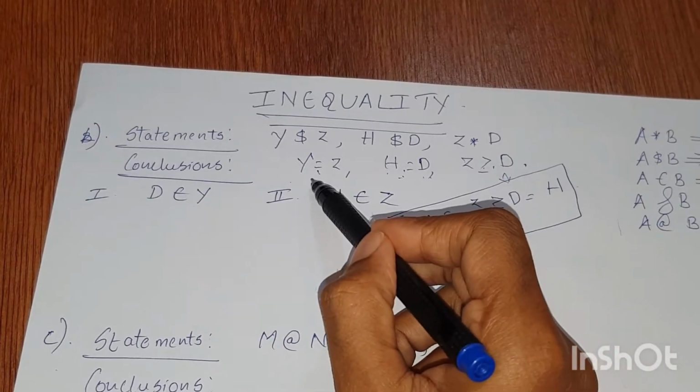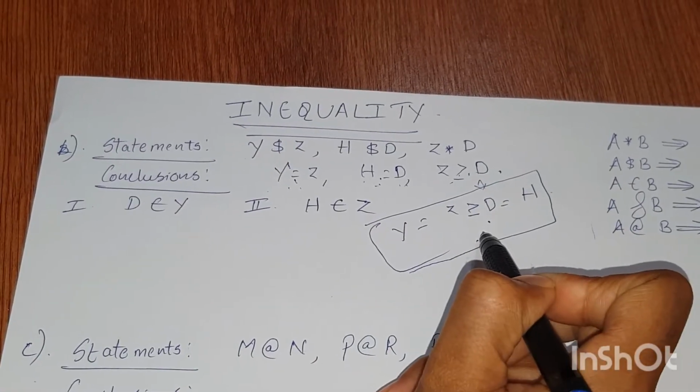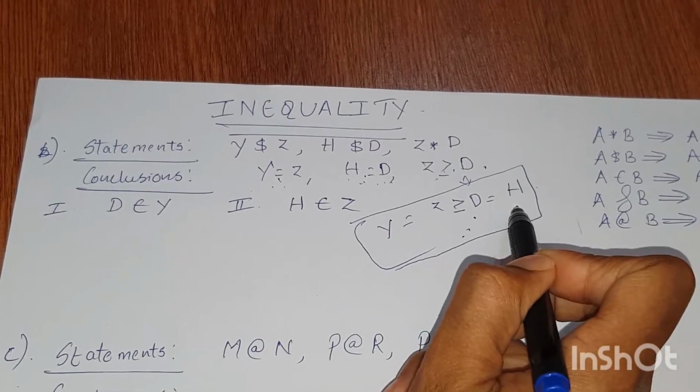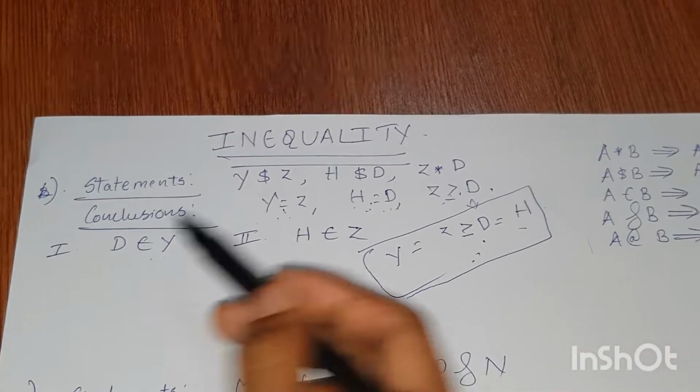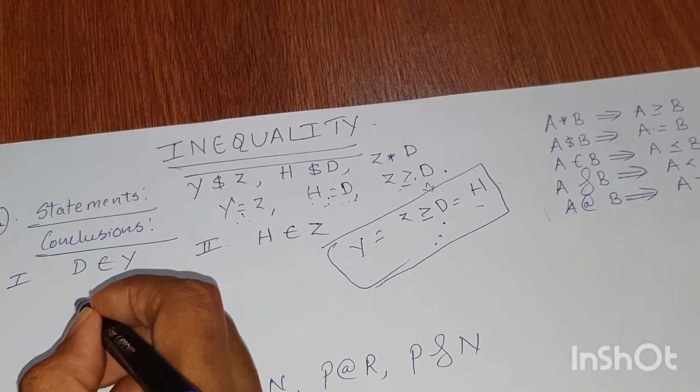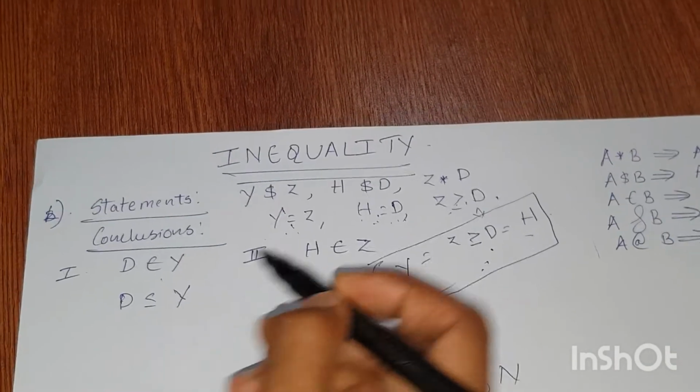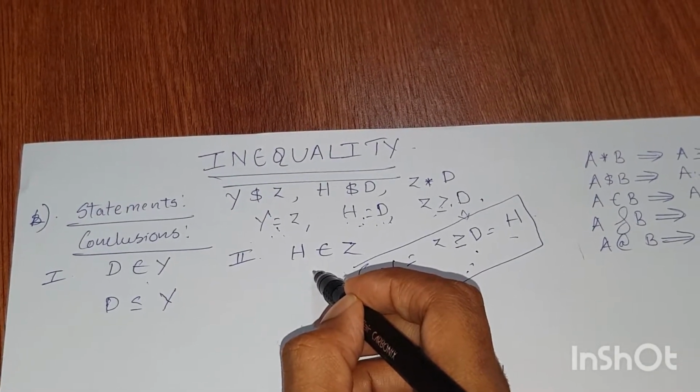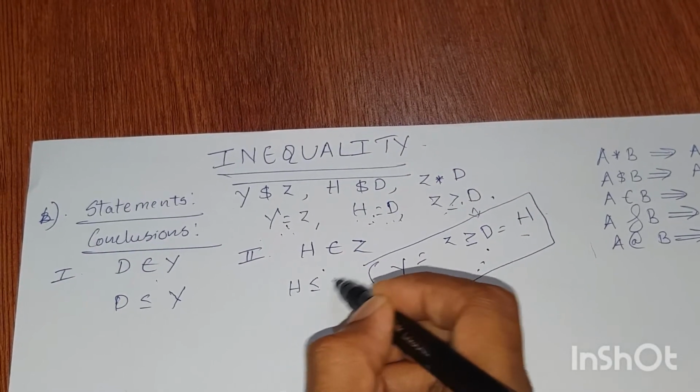Y is equal to Z and Z is greater than or equal to D, and D is equal to H. Okay, now going to the conclusions. Epsilon means less than or equal to. Conclusion 1: D is less than or equal to Y. Conclusion 2 is H epsilon, where epsilon means less than or equal to. H is less than or equal to Z.